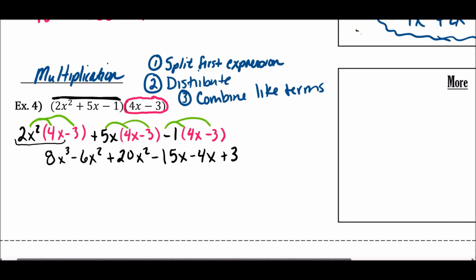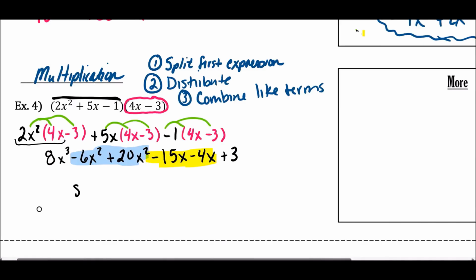Our last step then is to combine all of our like terms. So as we go across our expression, what we're going to see is we have a couple x squareds that are like terms that we can combine. We also have some x's, negative 15x minus 4x, that we can combine. We have a constant and we have an x cubed that doesn't have a like term, so we're just going to drop those down. So then our final step is to go ahead and do that combining.